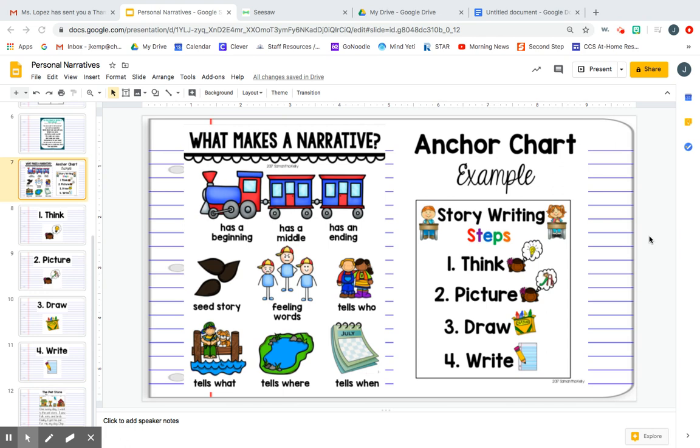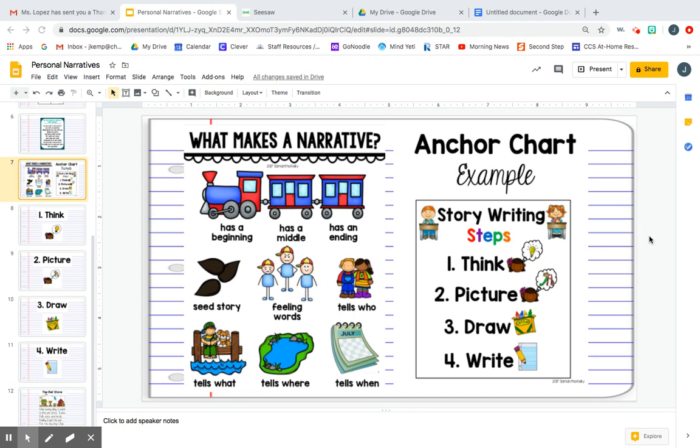Hi, boys and girls. Today we are going to continue working on our narratives. Yesterday you did your thinking, your picturing, and your drawing. Today you are going to do your writing. So before we start, I'm going to one more time go over what makes a narrative.